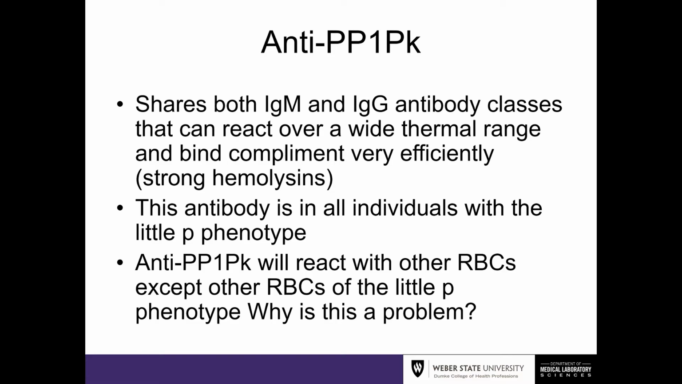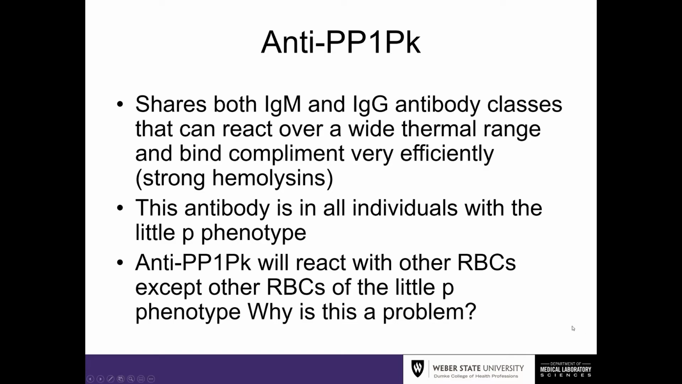It shares both IgM and IgG antibody classes that can react over a wide thermal range and bind complement very efficiently. This antibody is in all individuals with little p phenotype. Anti-P1Pk will react with other red blood cells except other red blood cells of the little p phenotype. So why would this be considered a problem?